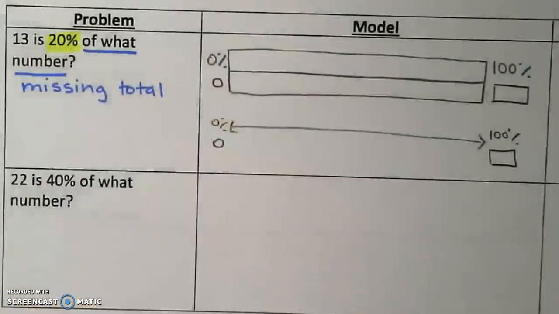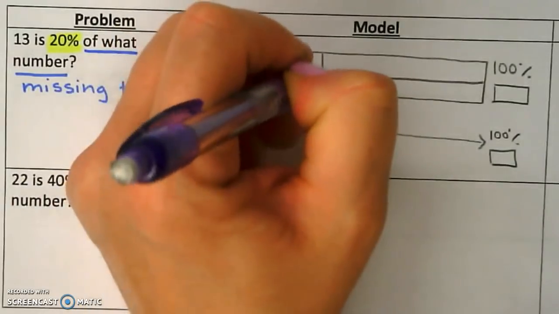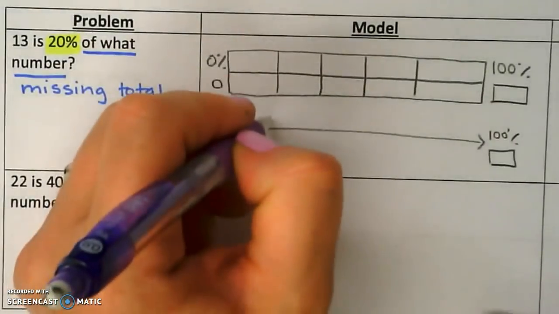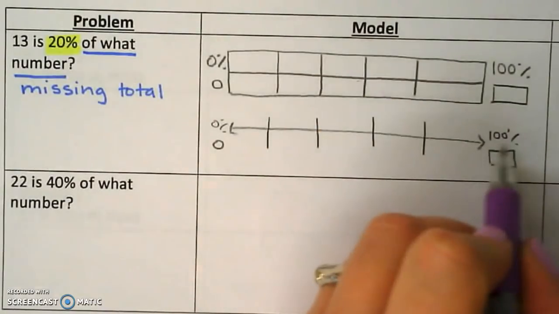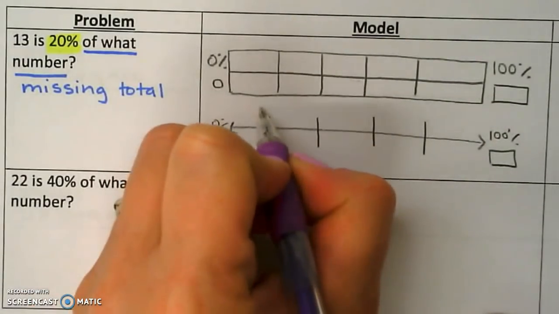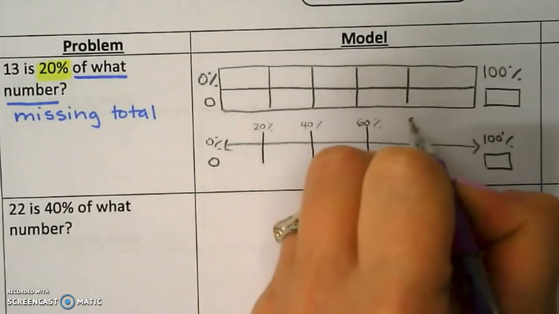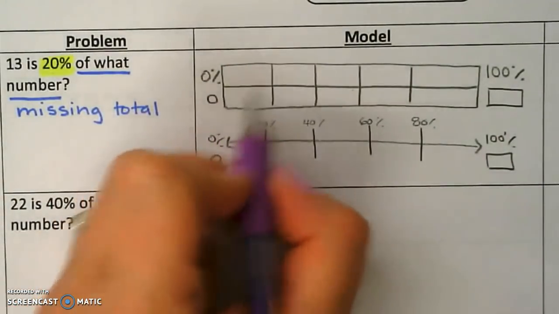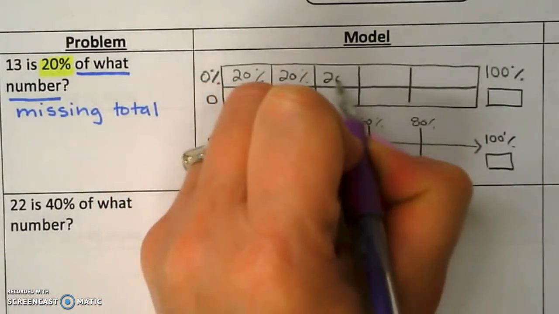So I need to cut my model, either model that I use, into 5 pieces. 1, 2, 3, 4, and 5, if you prefer the tape diagram, or 1, 2, 3, 4, and there's my 5 right there at the end. Either way, if you're doing the number line, you're going to count by 20s: 20, 40, 60, 80%, and there's our 100. If you're using the tape diagram, each one of these little sections holds 20% of the total.